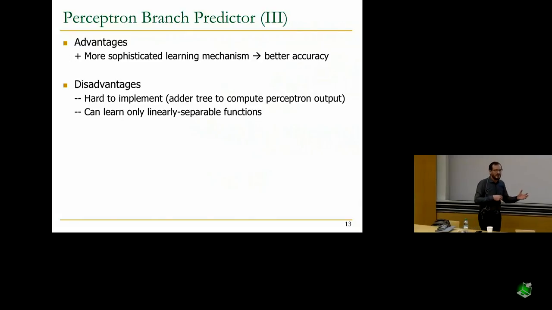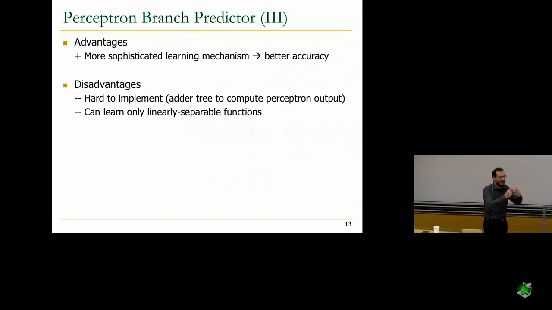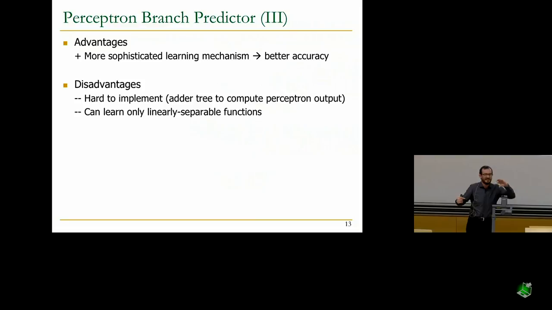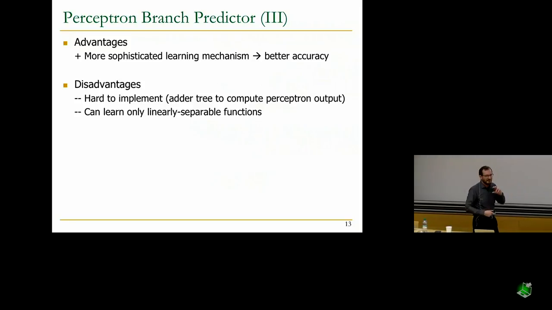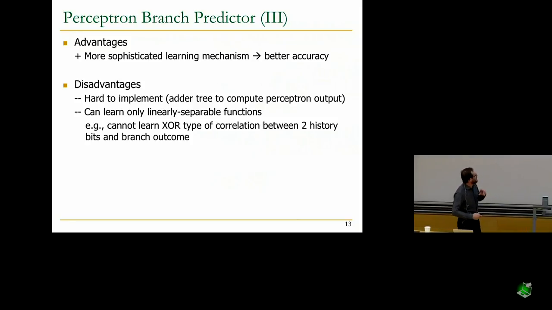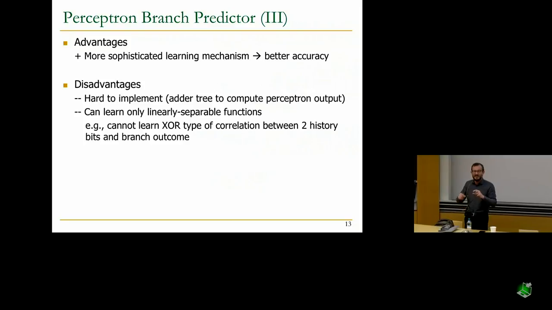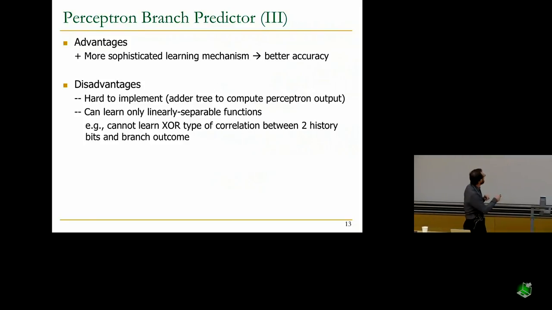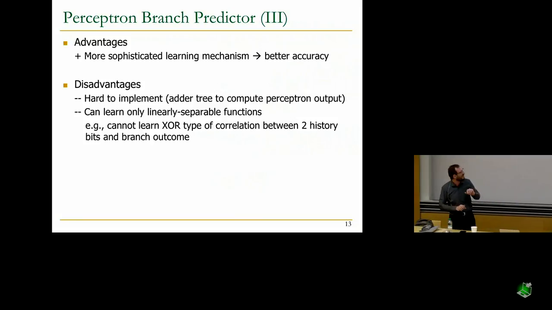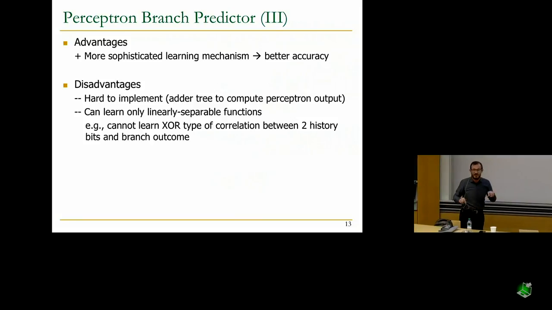It turns out perceptron is a linear separator. It makes this binary classification based on a linear decision. So it can only learn these linearly separable classification tasks. For example, XOR is not a linearly separable function. There is no linear cut that you can have between the input values and the output values. As a result, you cannot learn XOR type of correlation with perceptrons, with this sort of perceptrons.